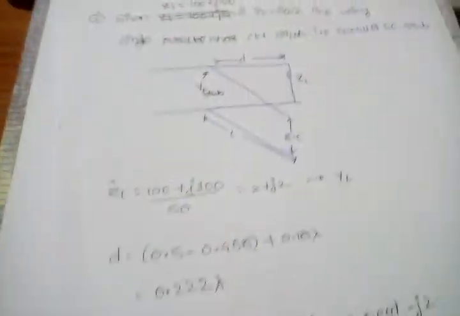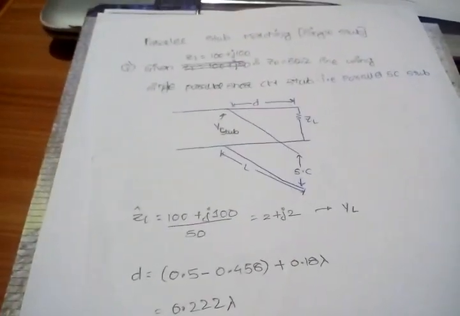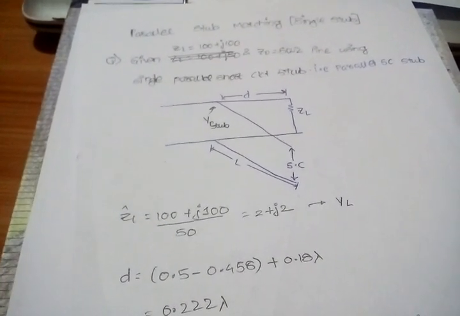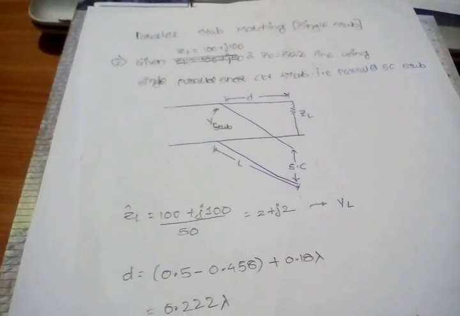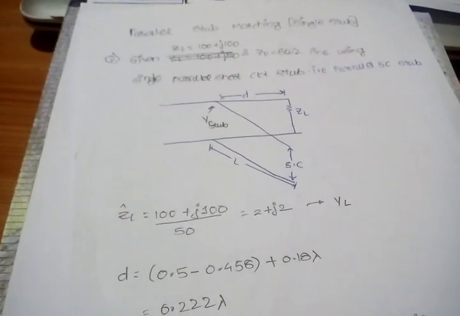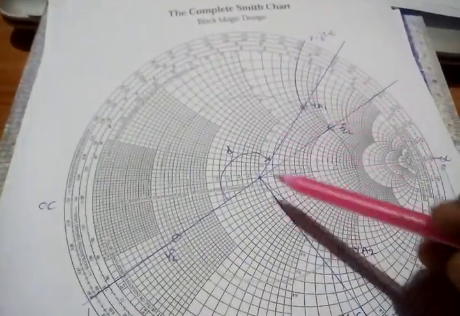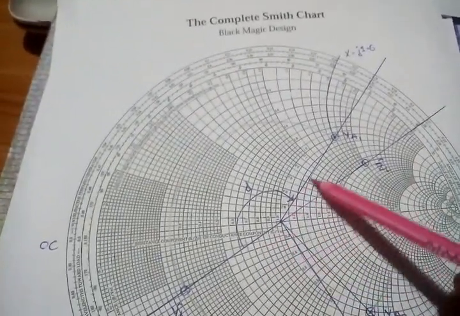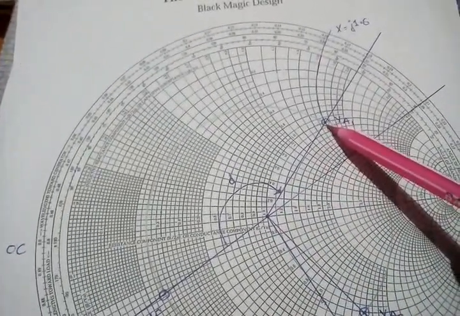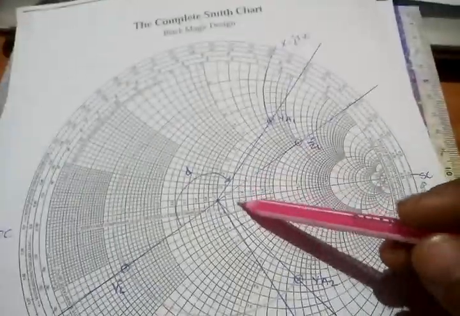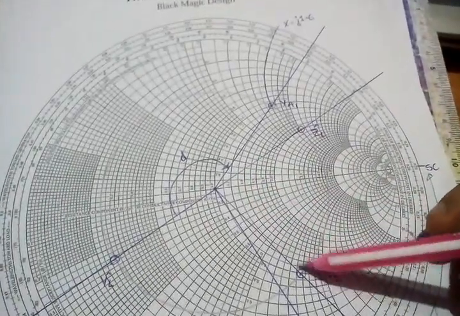Remember I am doing this because it's a parallel stub, and for parallel the admittances get added, which is easier to calculate. Now how to find out the value of distance? As usual, the same step. I have here, you can see this point which intersects with z equals to 1. Yes, here I have z equals 1.